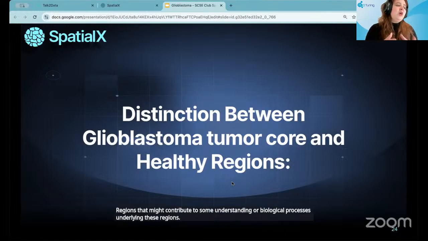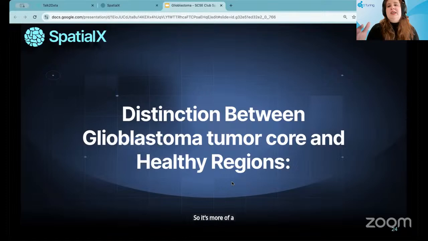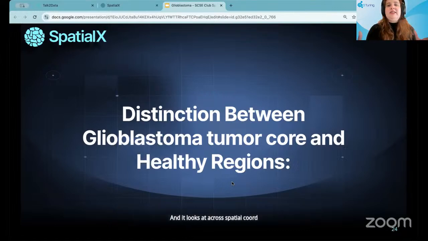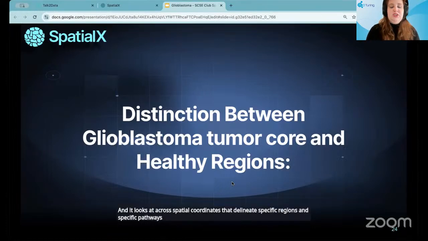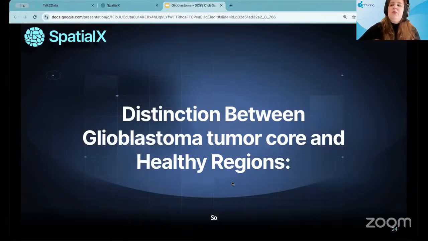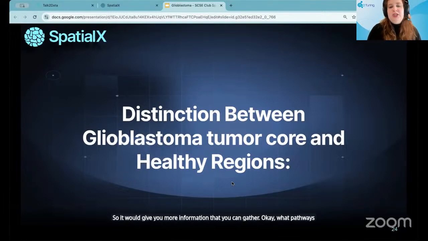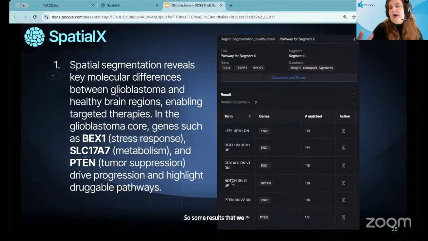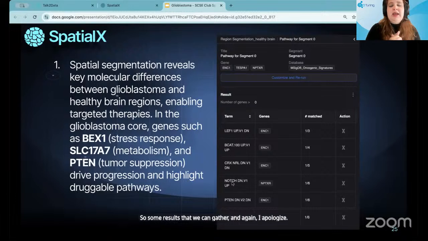So it's more of a method that leverages the co-localization of genes. Going back to the transcript localization, it looks across spatial coordinates that delineate specific regions and the specific pathways that are enriched within these regions. So it gives you more information about what pathways are involved within these regions as well.